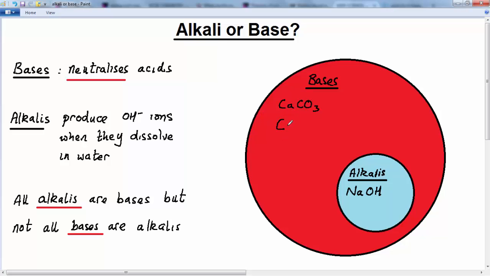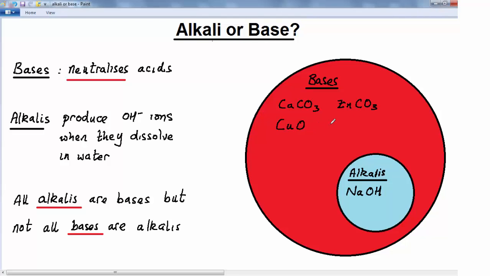Another example is copper oxide. Copper oxide will dissolve in weak hydrochloric acid or weak sulfuric acid to produce copper chloride or copper sulfate, depending on the acid, plus water. In other words, it will neutralize the acid if you add enough of the copper oxide, but it will not dissolve in water to produce hydroxide ions. So although it is a base, it cannot be classified as an alkali. Another example of a base might be zinc carbonate, and another common oxide that's also a base is iron(II) oxide.